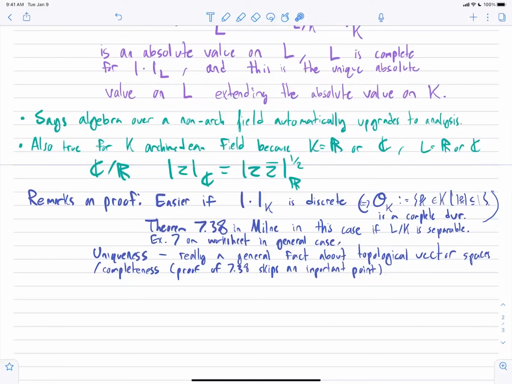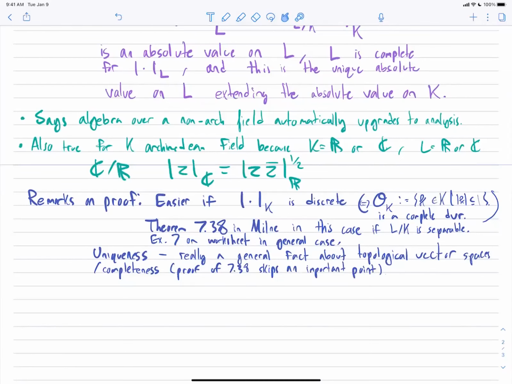So the issue is, you have to show that if you have a topological vector space, then any linear functional is continuous. And this proof in 7.38 implicitly assumes that, but this actually needs to be justified, because this is actually the key point in the whole proof.